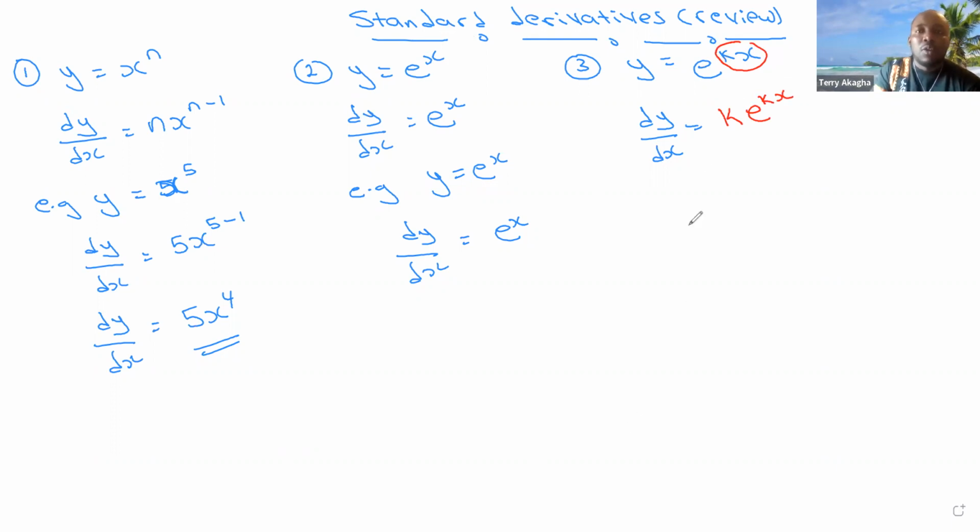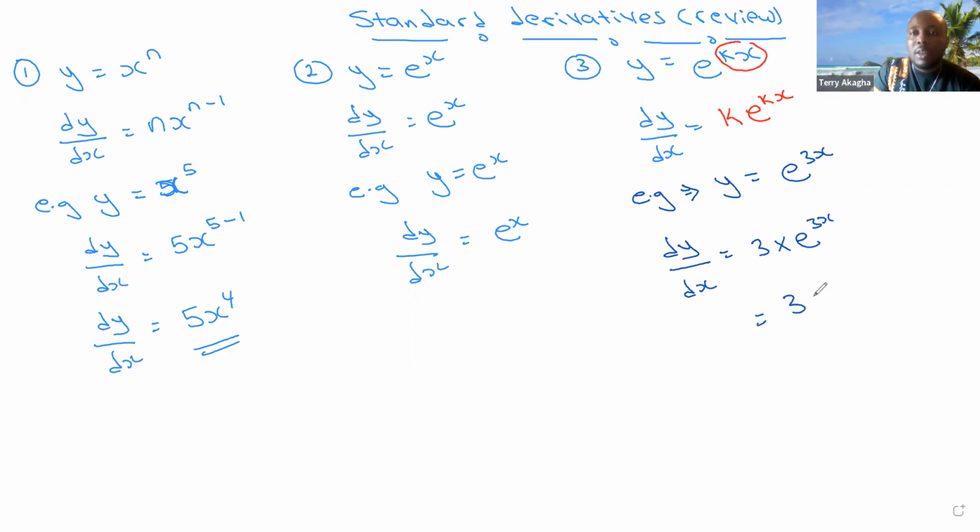Can you see? So for example, if we have this function, y is equal to, let's say, exponential 3x. Now, dy dx is going to give you, for exponential 3x, you differentiate 3x, it's going to give us 3 multiplied by, bring down the equation back, and this is going to give you 3e to the 3x.